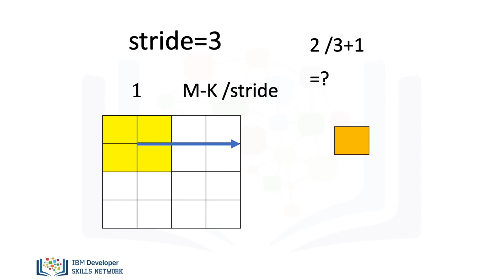Let's see what happens when we use a stride of 3. We have a stride of 3. We plug the value into the equation. We get a nonsensical value that doesn't really make sense. To solve this, we will use zero padding.